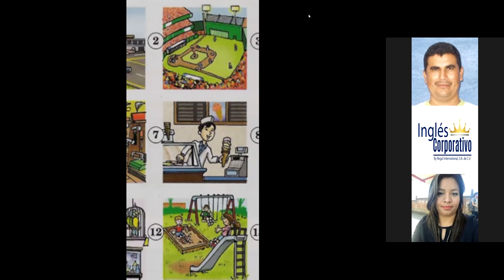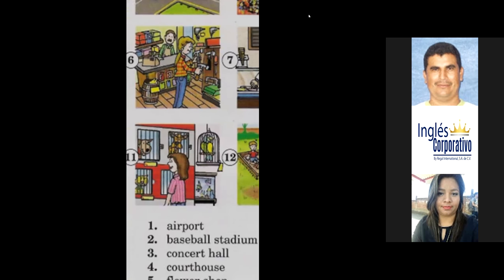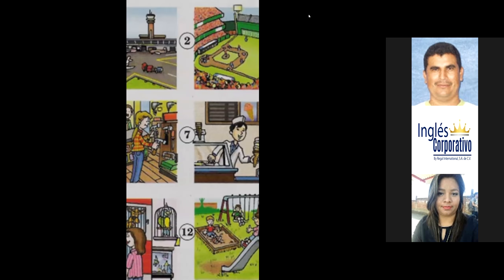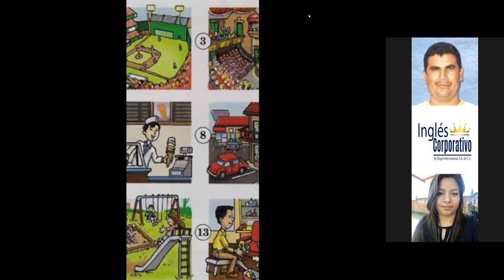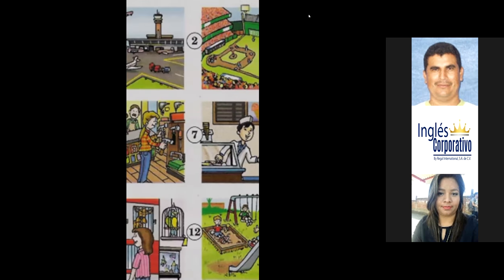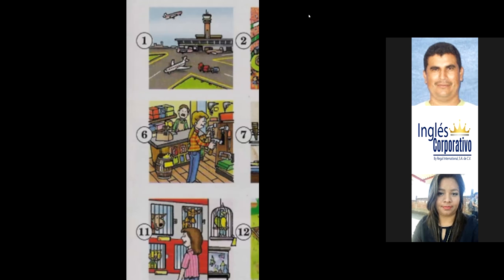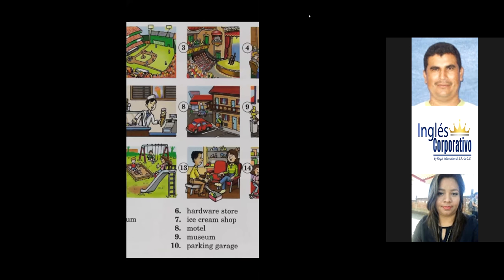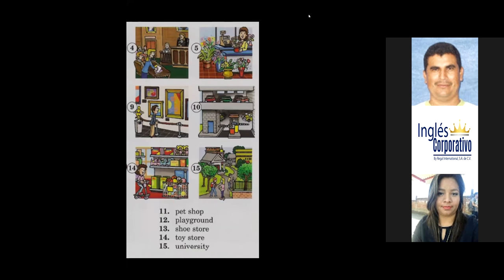Basketball stadium. Basketball stadium. Baseball. Baseball. Baseball stadium. Baseball stadium. Sí. Okay. Yo me las pregunto entonces, que a veces me recuerdo. Ok. Ah, pero. Number one. Number one is airport. Number 10. Number 10. Que yo los lentes no los tengo. No, no, ya por ahora. Parking. Parking garage.